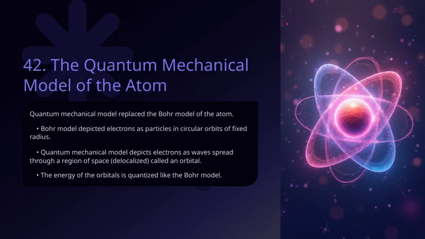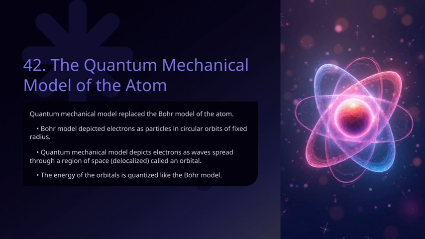The energy of the orbitals is quantized, just like in the Bohr model. This means electrons can only occupy specific energy levels rather than any arbitrary energy. The quantum mechanical model, however, takes this a step further by describing electrons as waves that are spread out through a region of space, which we call an orbital.